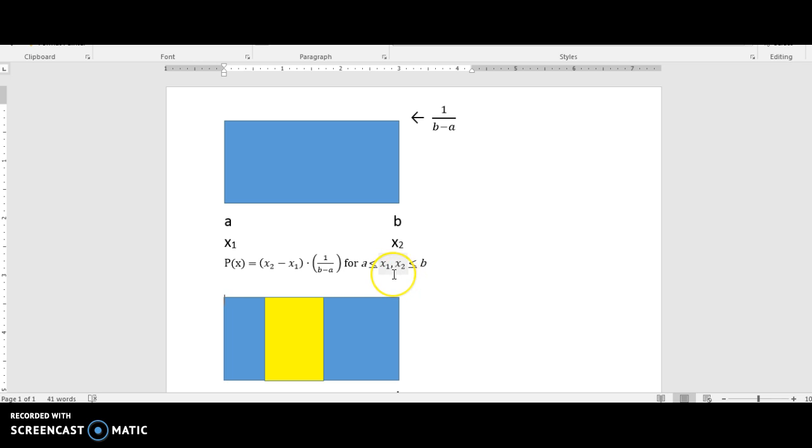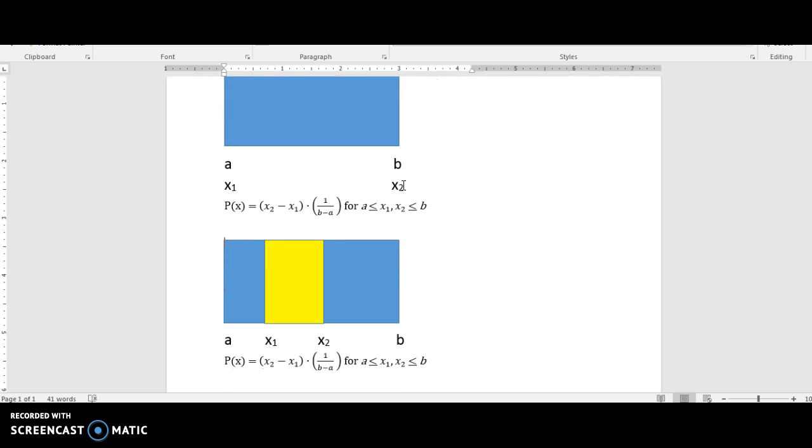I could technically, instead of a comma there, have put a greater than sign to indicate that x2 will always be to the right of x1. So looking at the blue box here, the probability would be x2 minus x1 times 1 over b minus a, base times height, 100%. That's all the box. Of course, that's not how problems will come to you in this part of Chapter 6. Instead, it will come something like this.